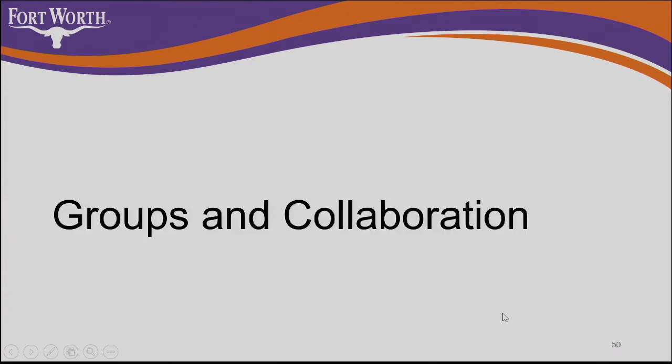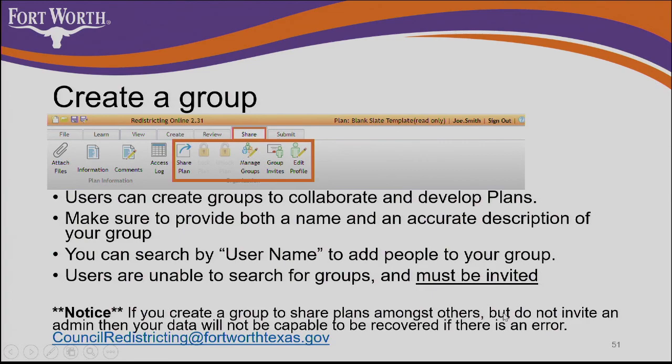Okay. So now we'll hop into groups and collaboration. Creating a group and sharing amongst your group is going to be the biggest key piece of this entire redistricting process. Any user can create a group. So if you have a defined organization that you're working for, or if it's just your neighbors, or if it's people who work at the same school as you, you can create groups for them and you can share plans accordingly. The caveat to that is users cannot go searching for groups. So if you create a group, no one can go find you. You have to physically invite users to your group.